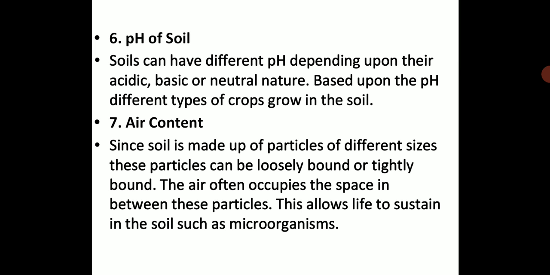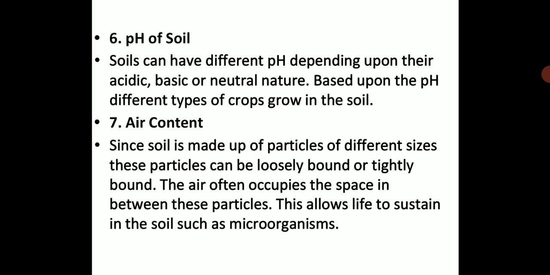Then the sixth property, pH of soil, we are learning. Soil can have different pH depending on how acidic or basic or neutral a soil is. That is the pH of soil actually. So soils can have a different pH. Soil can be very acidic, it can be very basic or mildly basic or neutral. Any type, any nature it can have.